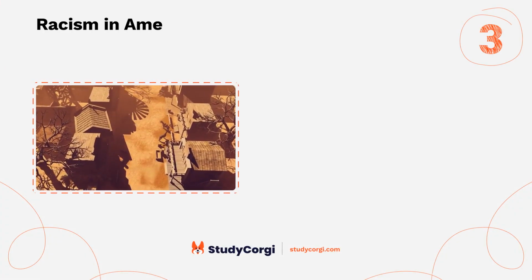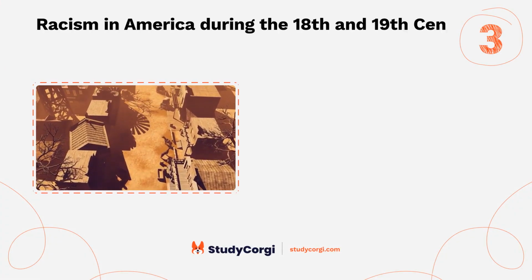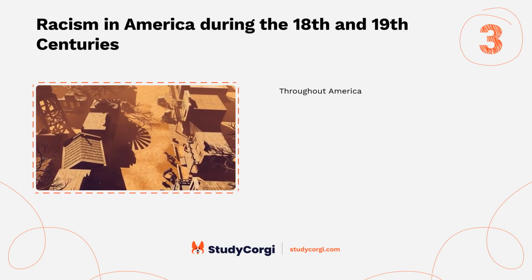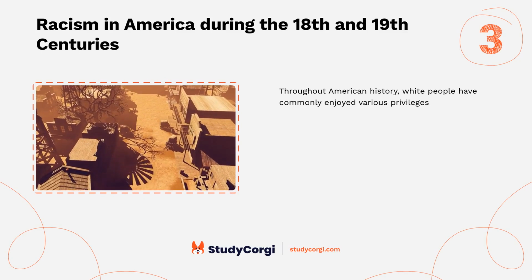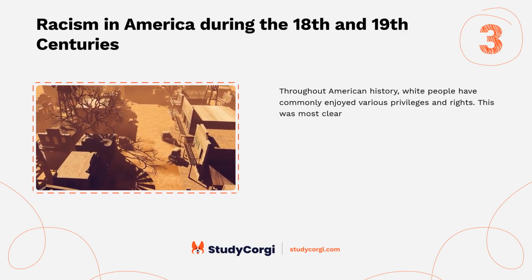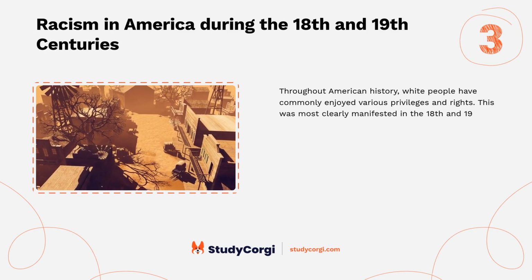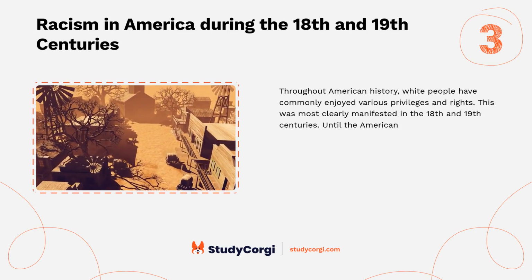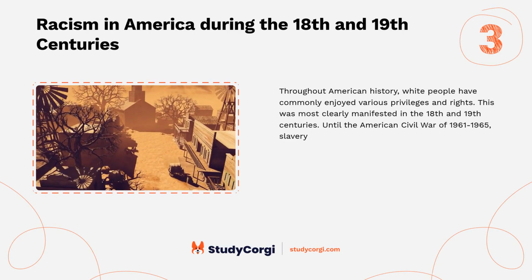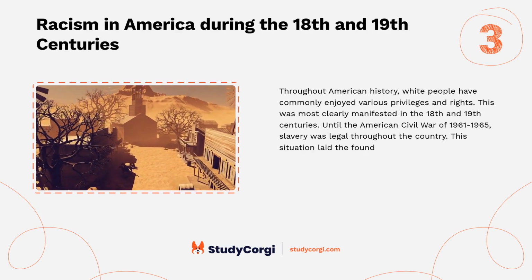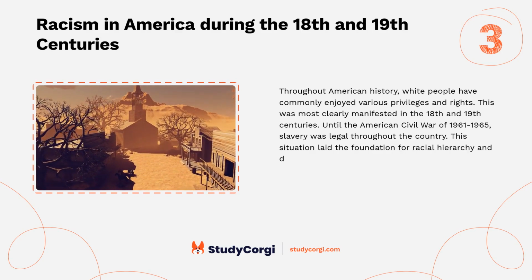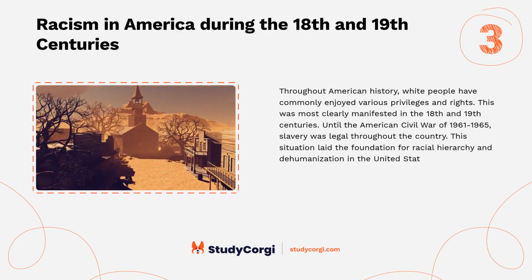Racism in America during the 18th and 19th centuries. Throughout American history, white people have commonly enjoyed various privileges and rights. This was most clearly manifested in the 18th and 19th centuries. Until the American Civil War of 1861 to 1865, slavery was legal throughout the country. This situation laid the foundation for racial hierarchy and dehumanization in the United States for a long time.